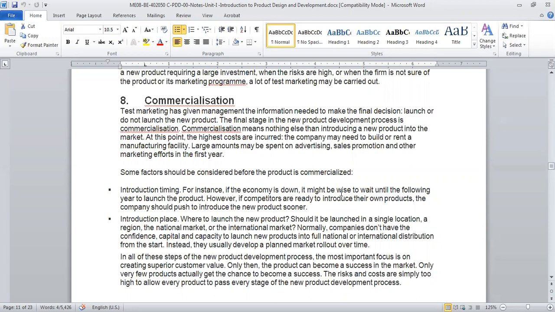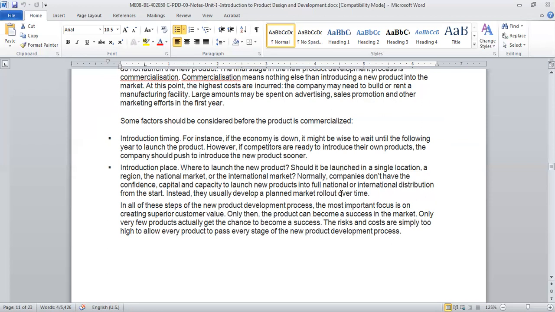If the economy is down, you have to wait. Like, say, Corona is going on, so you have to wait for some time, because in this current scenario, people will not buy the product because they have less money in hand. So you have to make sure that your timing is perfect. Your competitors, when they are introducing the phone or the product, you are introducing at the same time, so that the competition will be there.